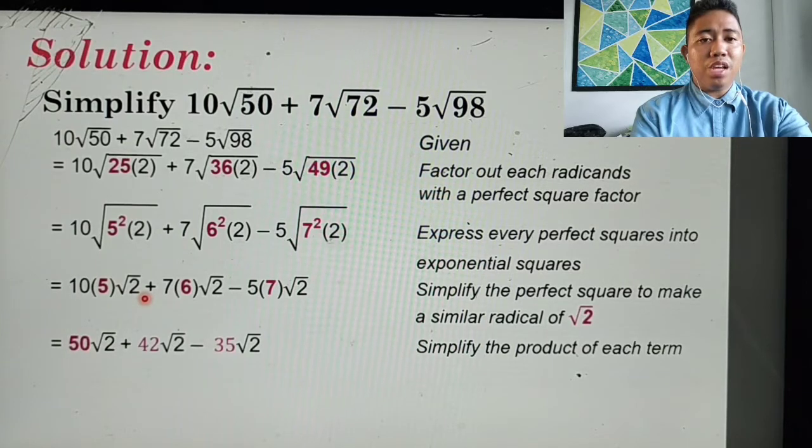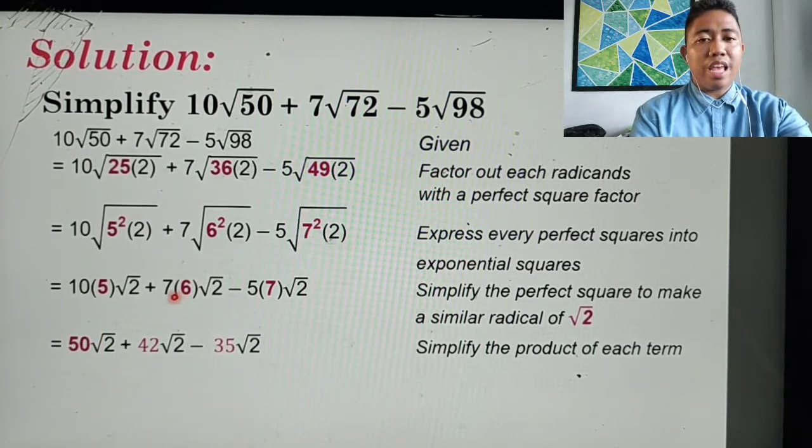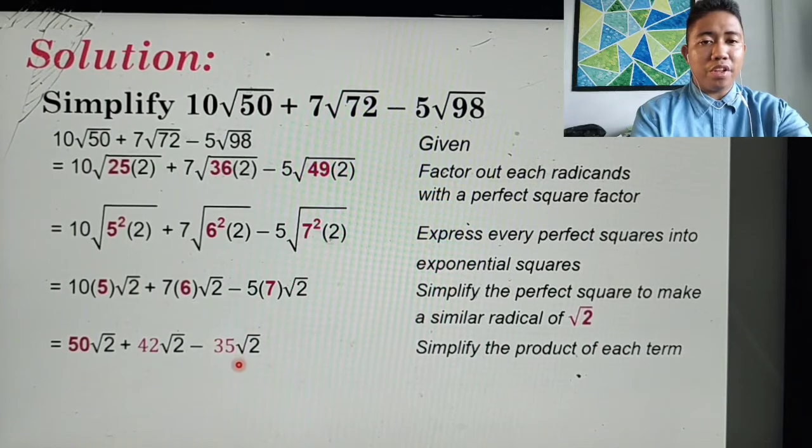The next step is to simplify each product of every term. So 10 times 5 becomes 50, 7 times 6 becomes 42, and 5 times 7 becomes 35.